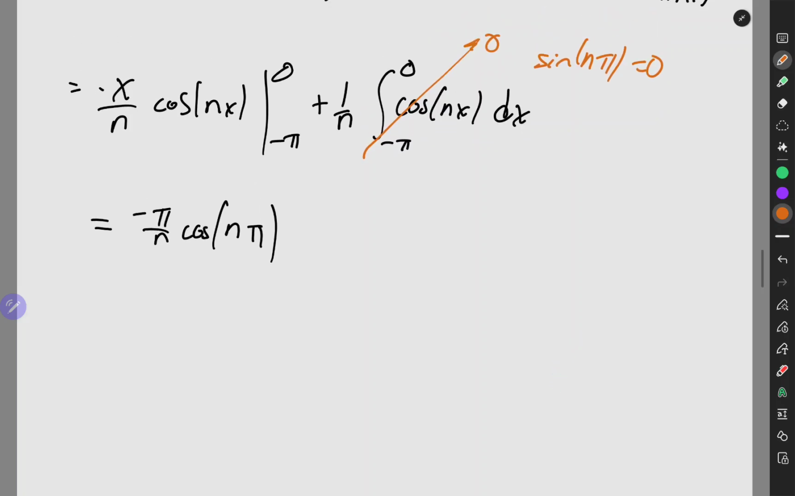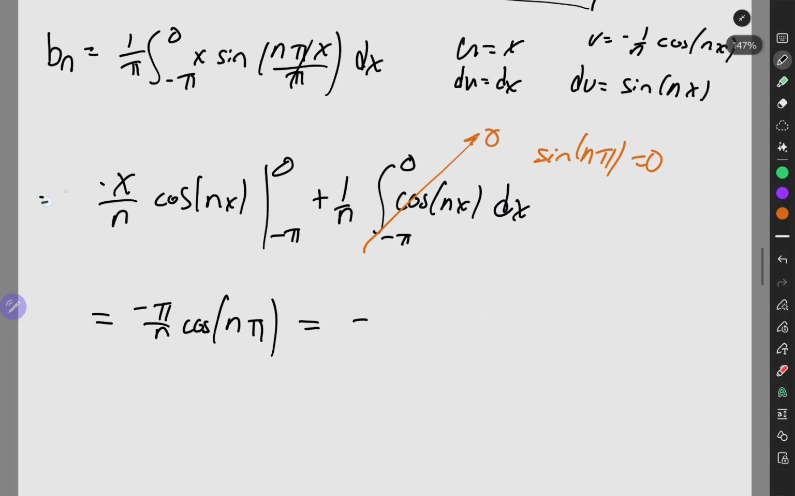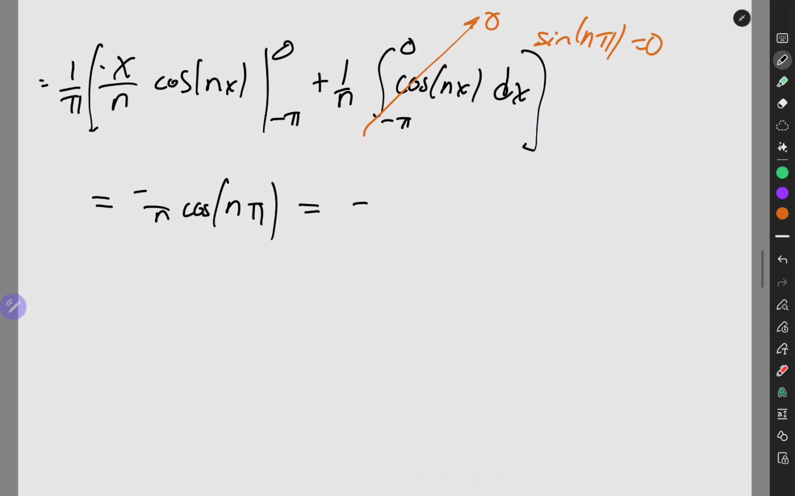So what we're left with here would be negative... negative. What is that pi doing in there? Wait a minute. Oh, yeah. Because remember, there's this 1 over pi over here. I completely forgot to write that down here. So this pi would cancel. So then we're left with negative 1 over n times negative 1 to the n, right?